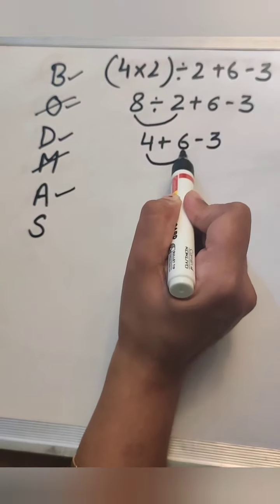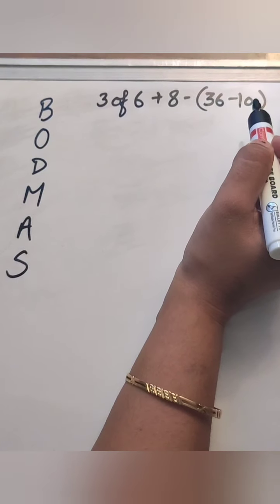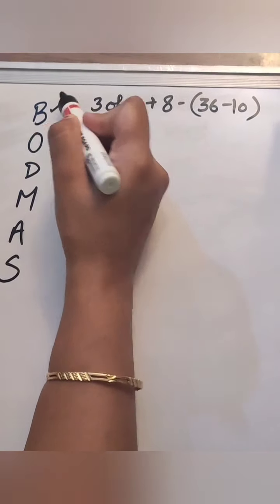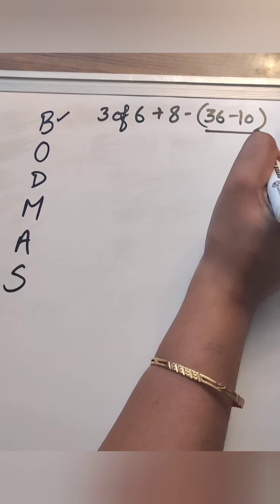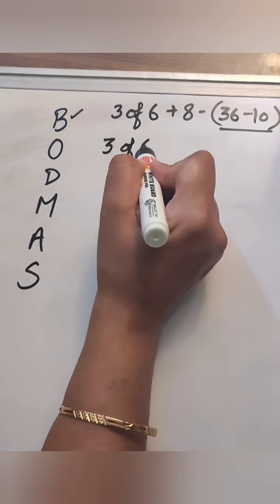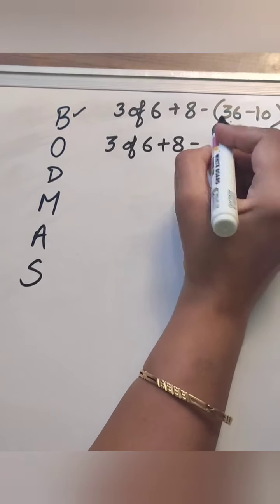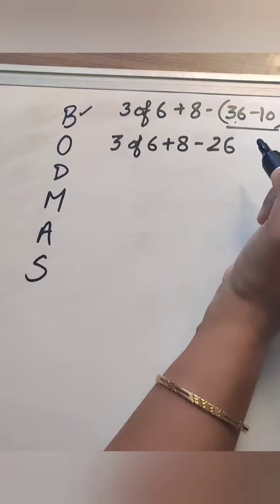Now this is little complicated, children, but don't worry, it's very simple if you follow the BODMAS rule. First is again B means bracket. So what we will do, we will solve this bracket. Other numbers and operation you will write as it is. 36 minus 10 is 26.